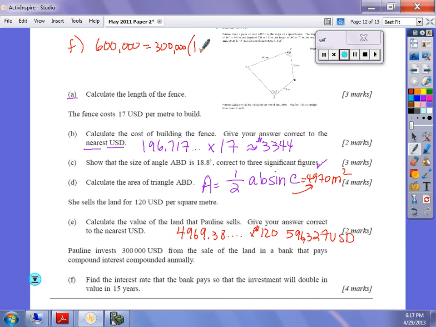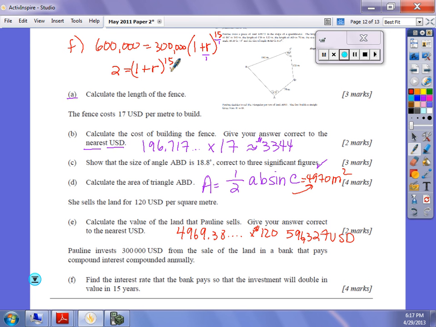plus the rate. Let's see. What are we figuring out? We're figuring out the interest rate. So we've got 1 plus the rate. She's going to be investing for 15 years. And since it's compounded annually, you can kind of imagine that there's an imaginary 1, but we don't need to write that. So we're going to calculate the rate, and we'll end up with, so divide both sides by 300. So 600,000 divided by 300,000 is 2, is equal to 1 plus the rate to the power of 15.